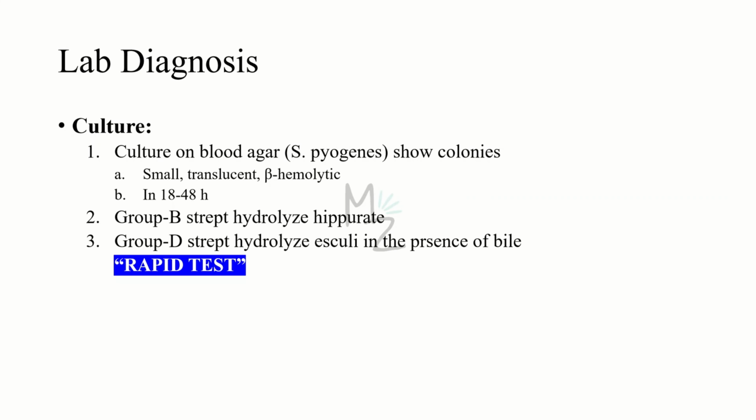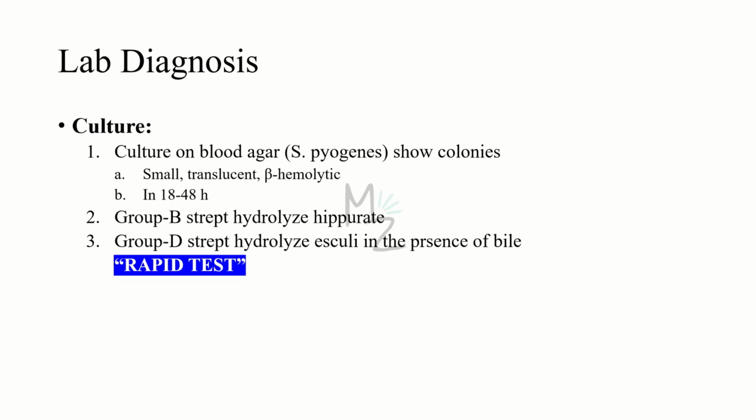Let's talk about culture. Culture on blood agar will reveal colonies for Strep pyogenes, and these will be small, translucent, and beta hemolytic, and these colonies will be revealed in 18 to 48 hours. Diagnosis for streptococcal pharyngitis can be made with the help of a culture. Group B streptococci are characterized by their ability to hydrolyze hippurate and by the production of a protein that causes enhanced hemolysis on blood agar when combined with beta-hemolysin of Staph aureus. The group D streptococci hydrolyze esculin in the presence of bile, i.e. they produce a black pigment on bile esculin agar.